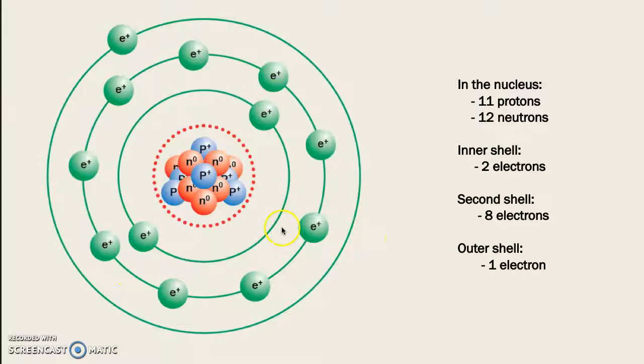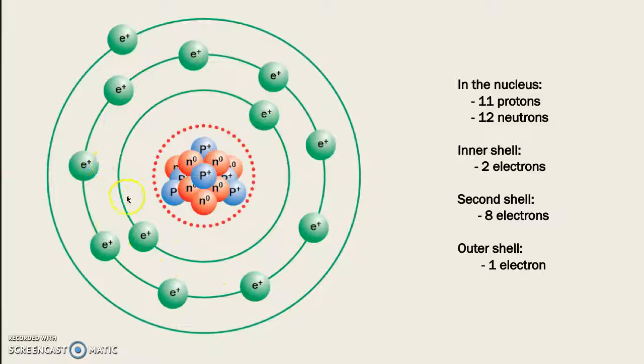Right here you see a shell model of the atom sodium, and this is the nucleus. The blue ones are the protons, and the protons are positively charged. And sodium has 11 protons in the nucleus and 12 neutrons in the nucleus, that are the red ones right here. And the neutrons are not charged, they are neutral. So this is the nucleus. And around the nucleus we see the green rings.